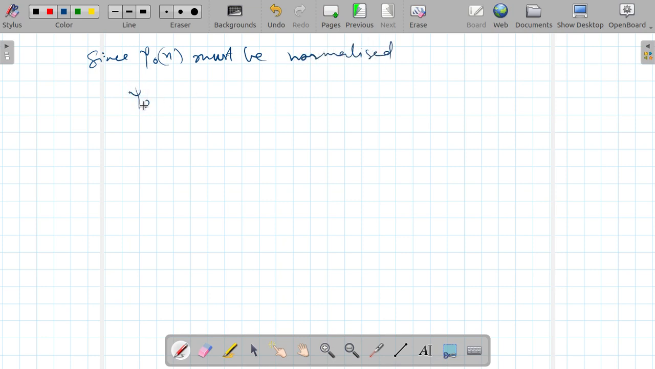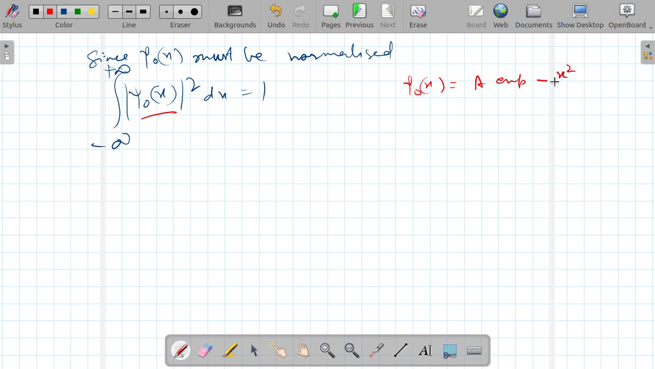So therefore the integral of |psi naught(x)| squared from minus infinity to plus infinity must be equal to 1. So let me try to find out this part. Psi naught(x), as we know, is A exponential of minus x square over 2 x naught square. Now taking the mod, it is A square exponential of minus x square over 2 x naught square, raised to power 2.